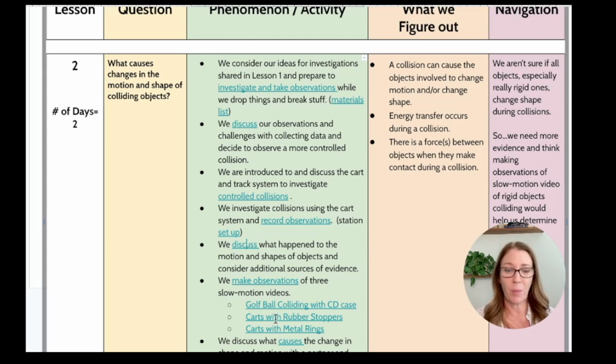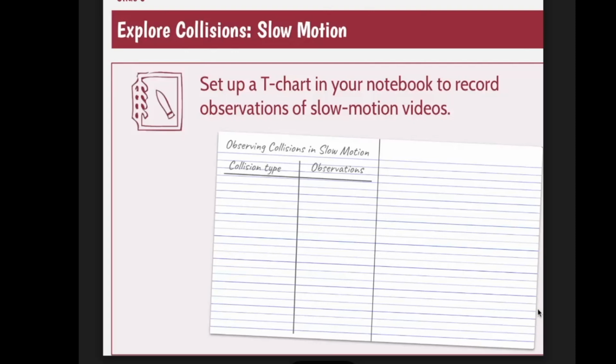One with the golf ball colliding with the CD case, another with the carts and the rubber stoppers, and then the carts with the metal rings. So we watch it in slow motion, and students are going to make observations in their notebooks about the 3 videos. Again, looking for that change in shape and change in motion.